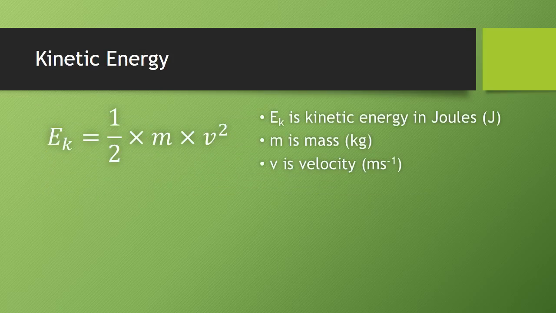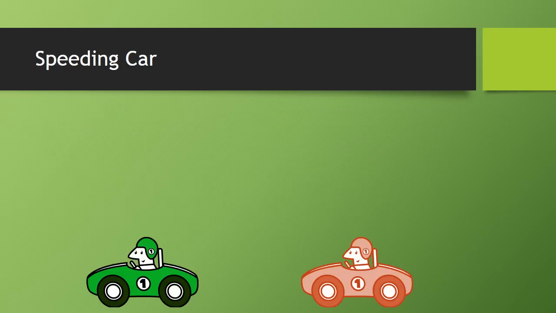So the first equation is for kinetic energy. EK stands for energy kinetic, and the equation says that that is equal to a half times the mass m multiplied by the speed v squared. So let us look at an example.